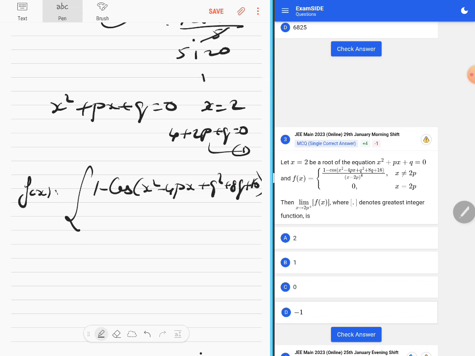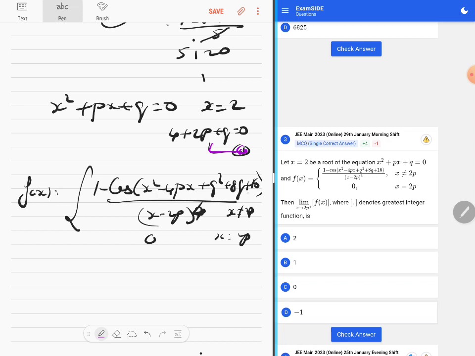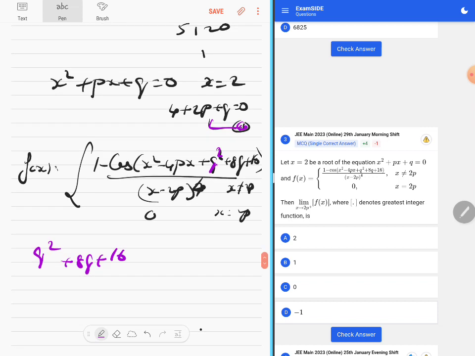by x minus 2p the whole to the power 4, and this is when x is not equal to 2p and 0 when x is equal to 2p. Let's figure out the relation between what we have got in equation 1 and what's given here. You have a q square plus 8q plus 16, and so let's see what is q from this.